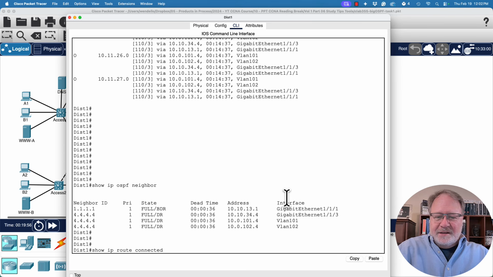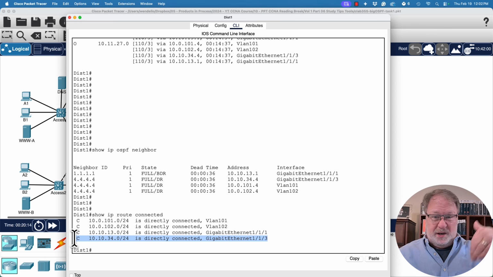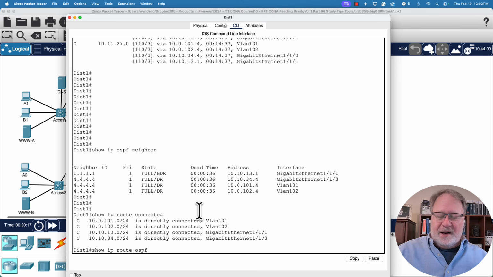All right, other things to see. Show IP route connected. Here on dist 1, we've got the 2 subnets off of the 2 VLAN interfaces. We've got that routed link up to, this one's the one up to Core 1, the router. And this is the subnet off the routed link between dist 1 and dist 2, up and down in the figure.